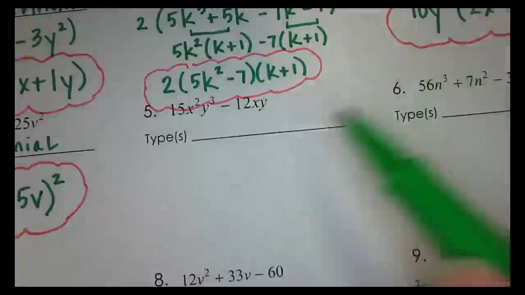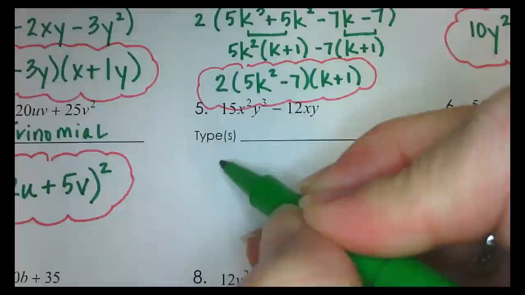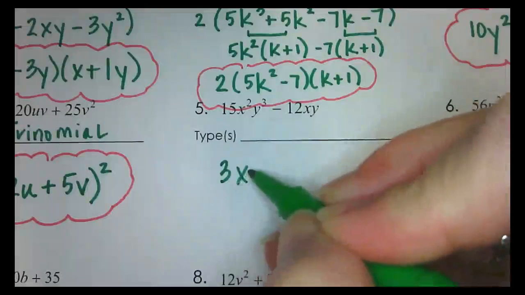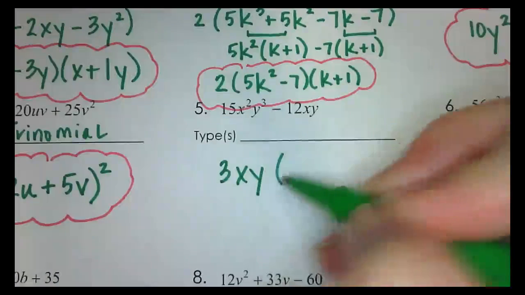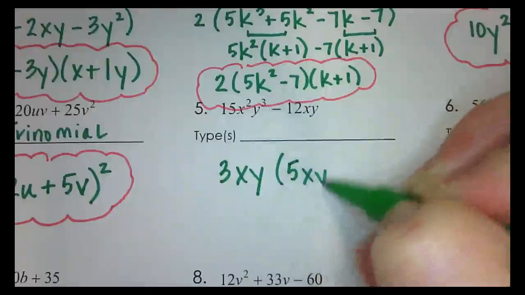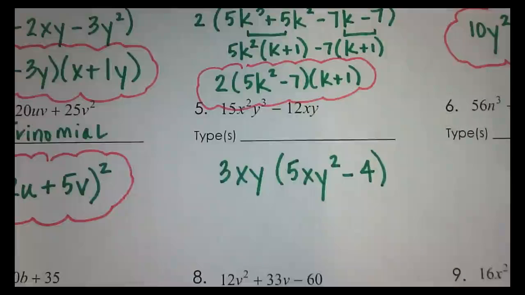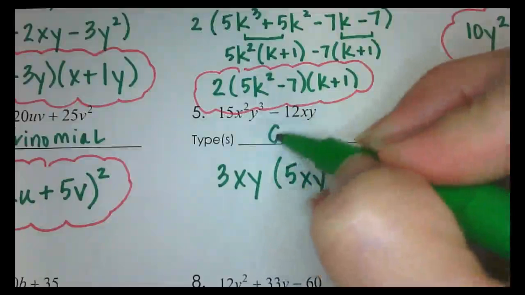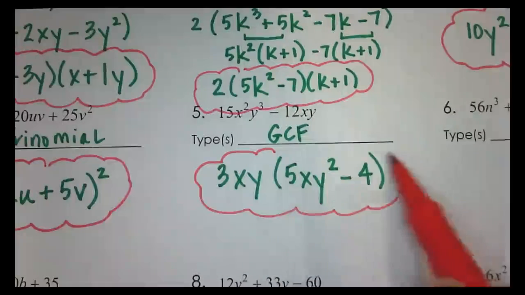Moving on, number 5. So first up, I'm looking for a GCF, and I see that both of those can be divided by 3, and they both have x, y in common. So if I take that out, that would leave me with 5xy squared minus 4. All right, well, that is not a difference of squares, so I'm done, and all I could do was GCF. And that's my answer for that one.